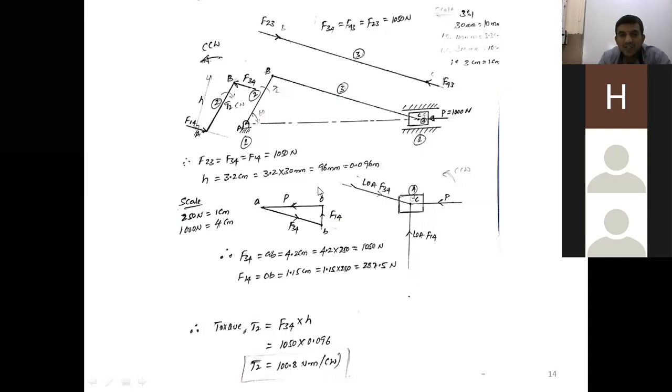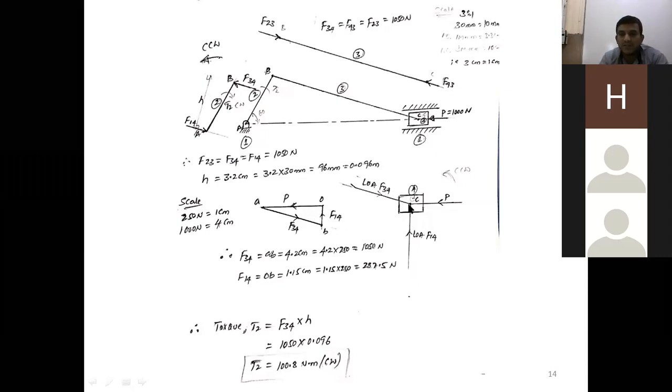Now transfer the directions of those forces to the free body diagram of link 4. That's why you see F34 is towards the slider. F14 is also towards the slider, upward. Now, once you get the magnitude and direction of the forces acting on link 4, F14 and F34, transfer those forces to each part of the mechanism.